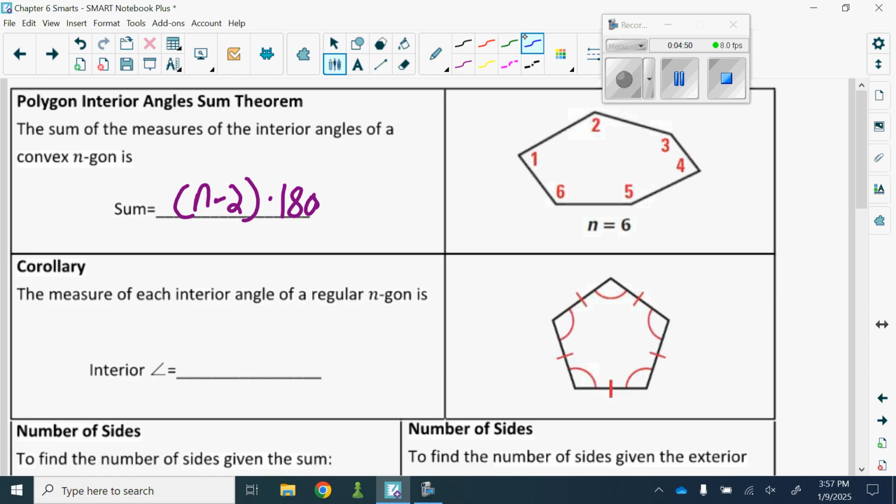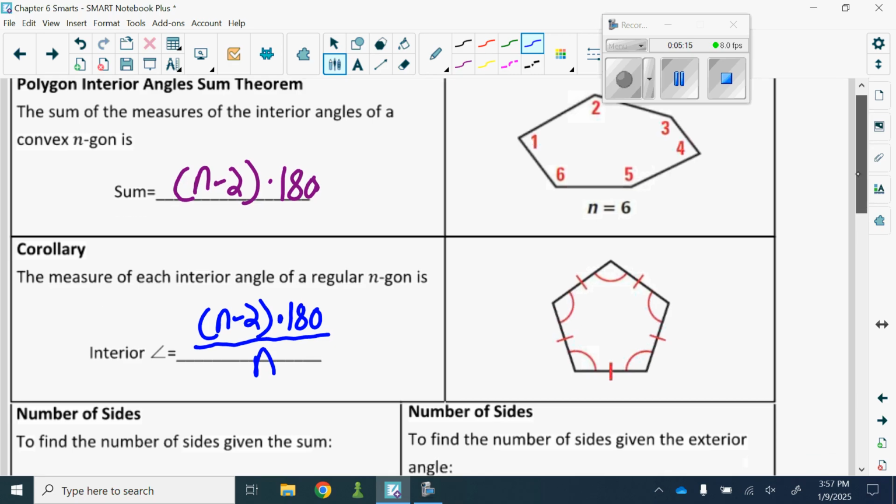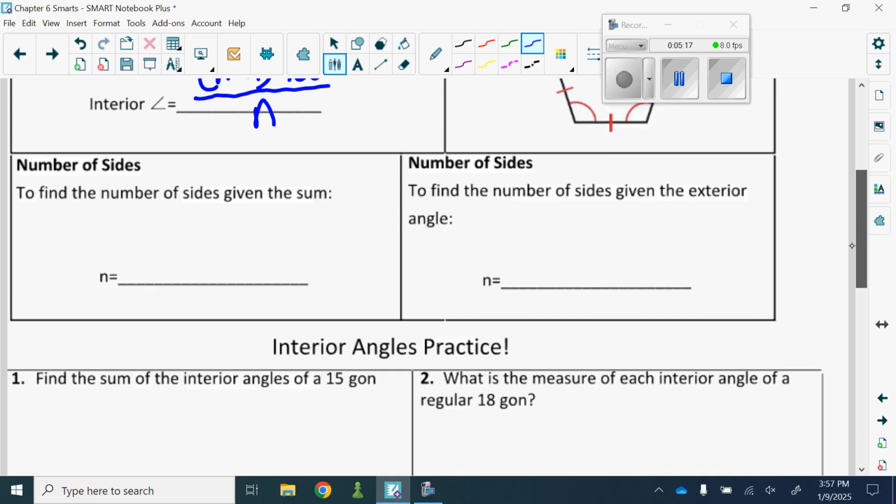So what we're going to do is take the sum of the interior angles of this polygon, which we know to be n minus 2 times 180. That's the total amount of degrees inside this polygon. And if we want to distribute them evenly amongst each interior angle, then we're going to divide it by n, the number of sides. So that is going to be our formula for that.